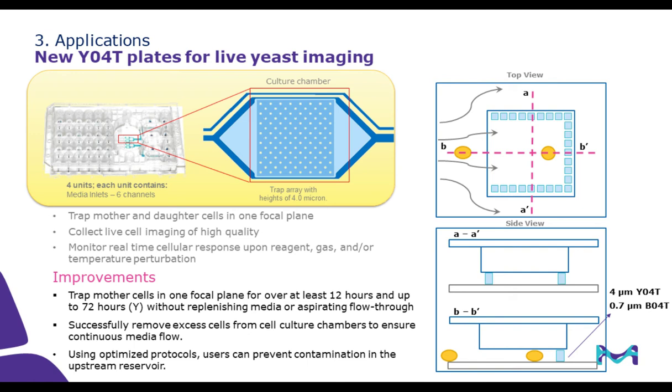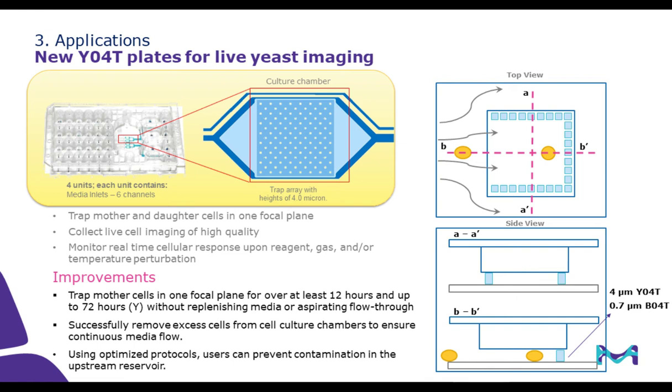Besides Y04C, Y04D, and B04A plates, we launched another unique plate for yeast customers last year, Y04T. Besides the elastic sealing, we add 3 elastic wall features to form a trap to hold yeast cells for up to 12 hours and more. Let's look at the trapping mechanism pictures on the right.